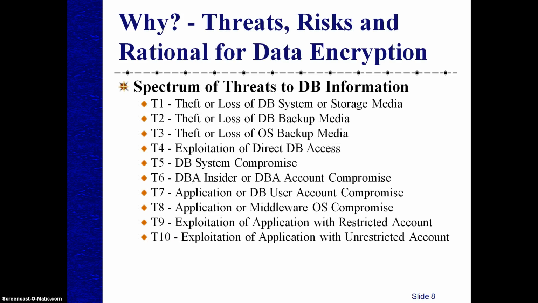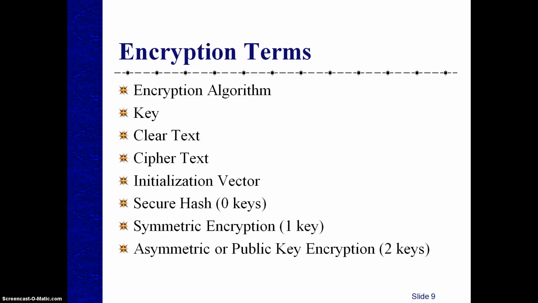Why? Threats, risk, and rationale for data encryption. The spectrum of threats to database information are: T1 theft or loss of database system or storage media, T2 theft or loss of database backup media, T3 theft or loss of OS backup media, T4 exploitation of direct database access, T5 database system compromise, and database application or DB user account compromise, T8 application or middleware OS compromise, T9 exploitation of application with a restricted account, T10 exploitation of application with an unrestricted account.